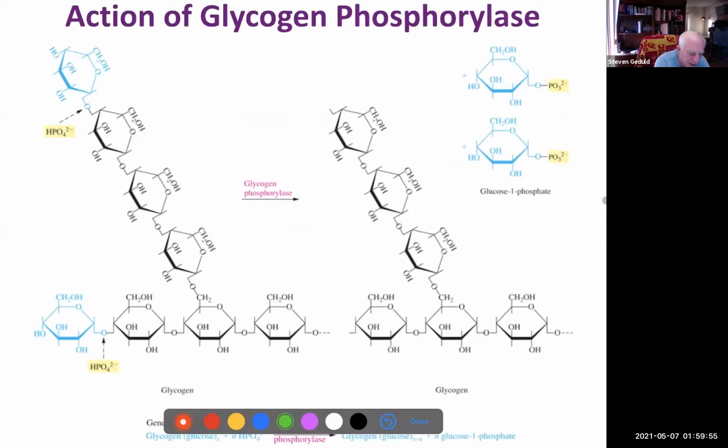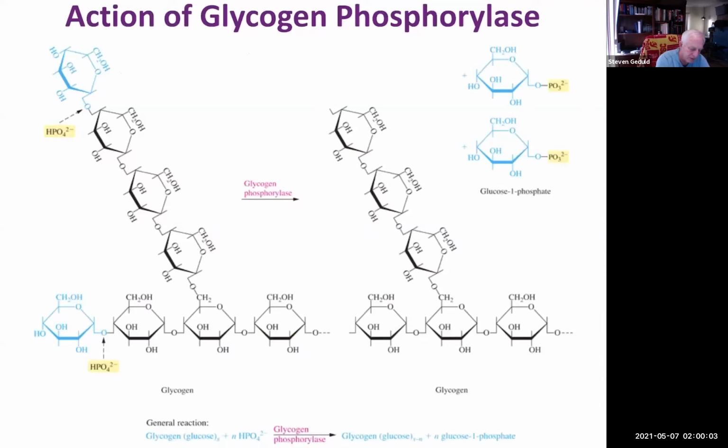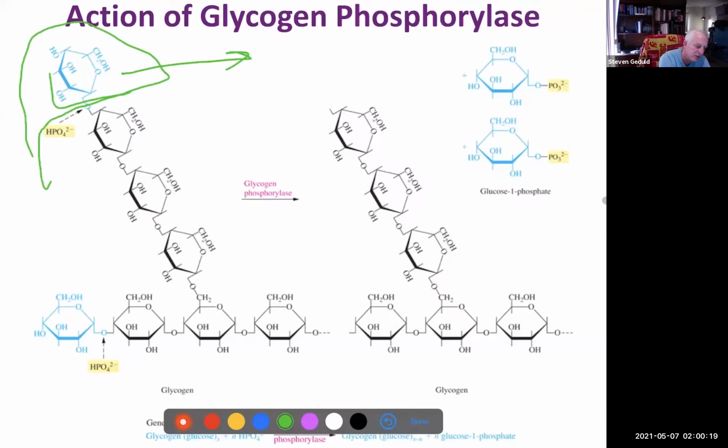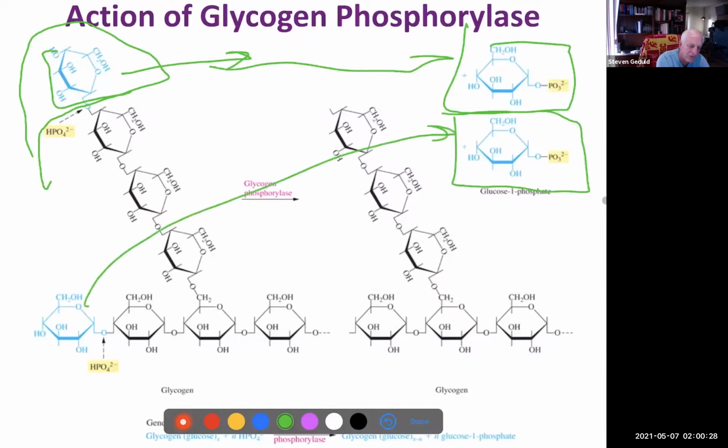So here's what glycogen looks like. In the end, they're all glucose molecules. And it goes to the branched one and takes away the last glucose. Okay. So that's glycogen phosphorylase. It goes from glycogen to glycogen minus N-glucose 1-phosphate. This produces glucose 1-phosphate as it pulls off each glucose molecule. And you get glucose 1-phosphate. Okay. And that's glycogen phosphorylase that breaks down glycogen to produce glucose 1-phosphate.